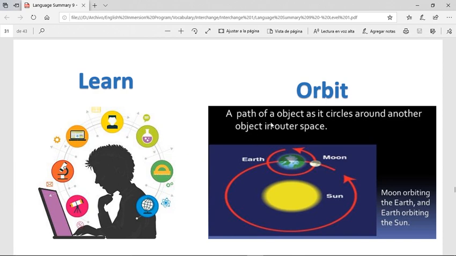Orbit. A path of an object that circles around another object in space. To orbit is to go around a place. For example, the moon is orbiting the Earth, and Earth is orbiting the sun.